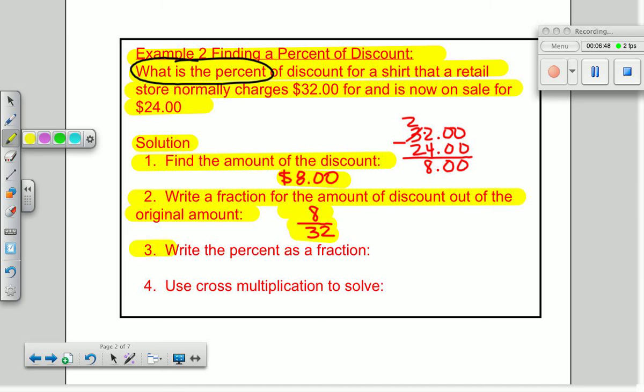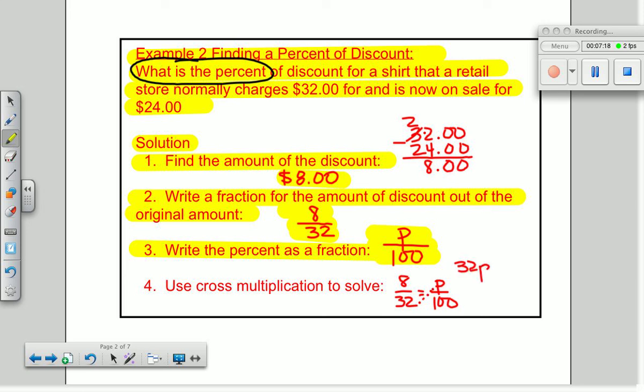Then they want you to write the percent as a fraction. The percent is what we're trying to find out. So that's P over 100. Now we're going to use cross multiplication to solve this. So we have 8 over 32 equals P over 100. So we cross multiply. 32 times P is 32P, and 8 times 100 is 800. We divide both sides by 32.